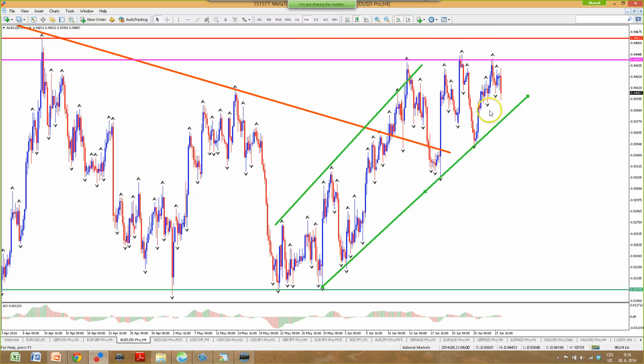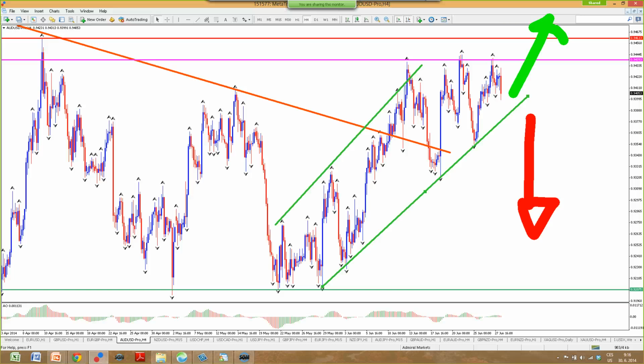And the question is, will price be able to push through that resistance, or will it actually reverse? Obviously, the bottom of this uptrend channel is a good indicator for a potential reversal to the downside.